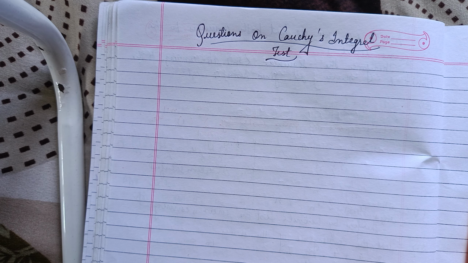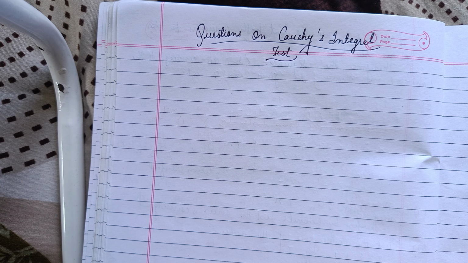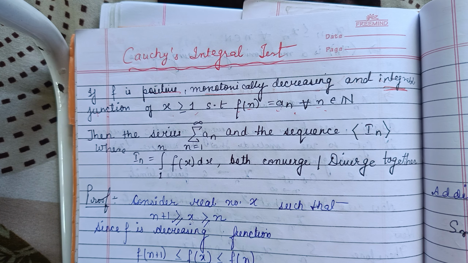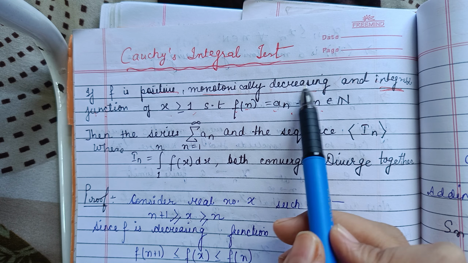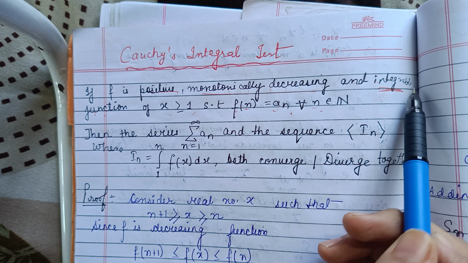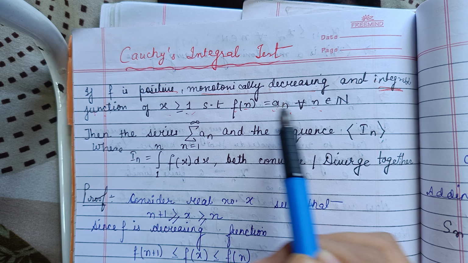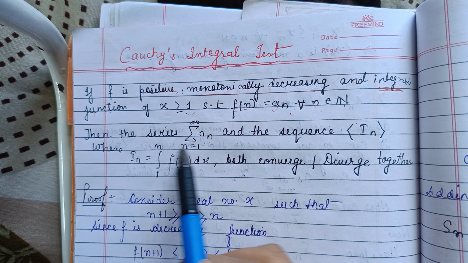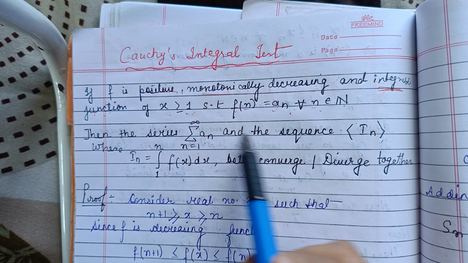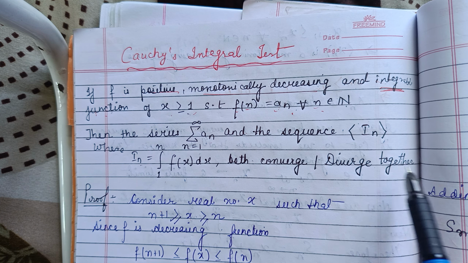Hello everyone. In this video, we will be solving a few questions of Cauchy's integral test. So let's see the statement of Cauchy's integral test. It says that if f is a positive monotonically decreasing and integrable function for x greater than or equal to 1, such that f(n) equals a_n for all n belonging to the natural numbers, then the series a_n from 1 to infinity and the sequence I_n converge and diverge together.